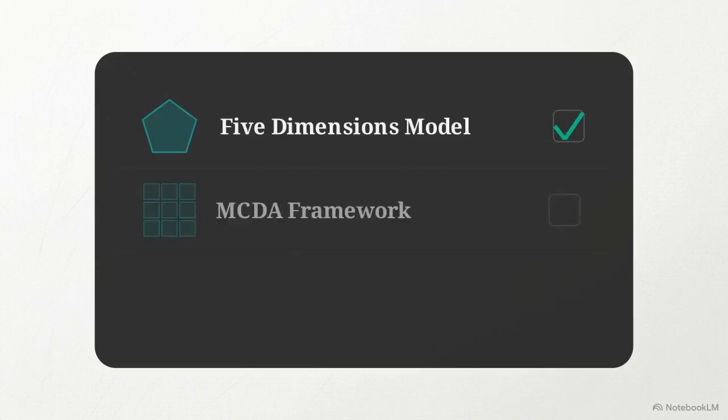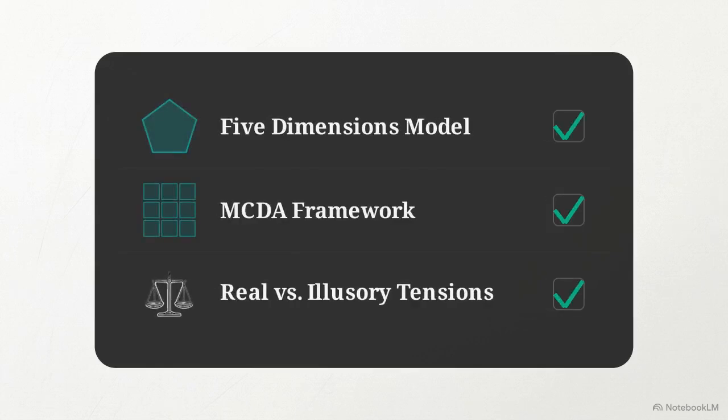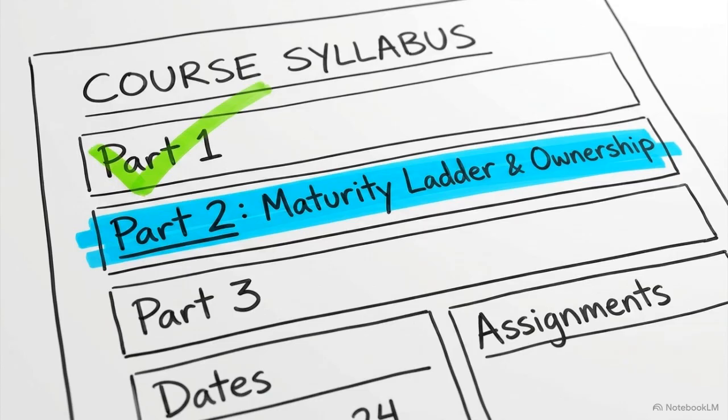You now understand the 5 dimensions, MCDA, and the real versus illusory tension distinction. In Part 2, we'll cover the maturity ladder, organizational ownership, and the hardest scenario questions of the course. You're in the final stretch.